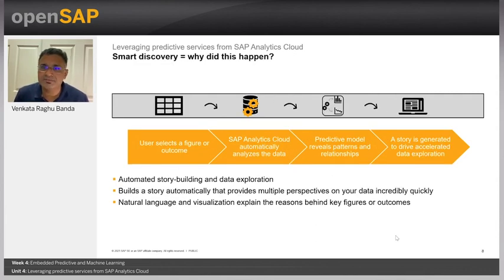The third aspect is smart discovery. Now you want to understand, you have found the insights, you have identified the smarter insights out of it. Now you want to discover why a particular thing has happened. So you can select a particular figure or a thing from a table or a chart, and you can automatically analyze the data, and you can build a story around it, and then analyze it, and you can attach it into your data exploration techniques.